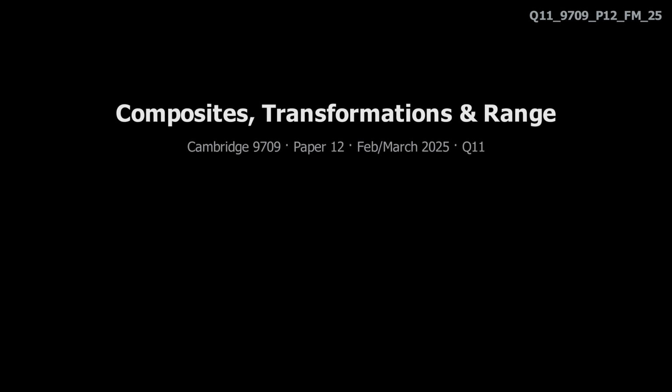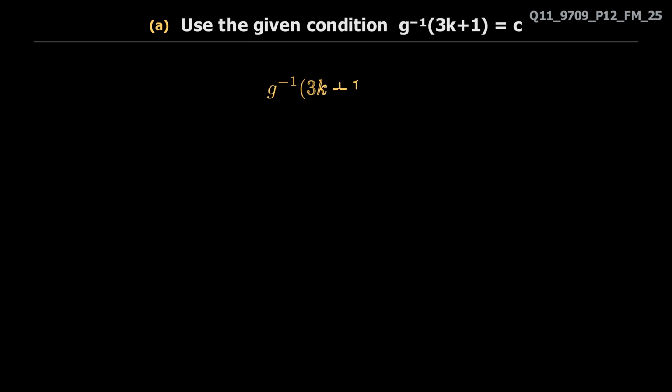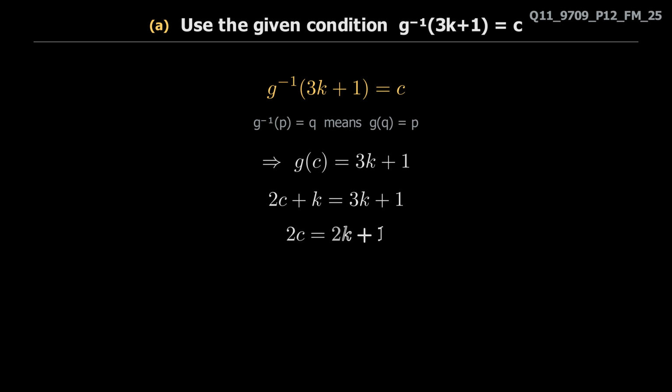Question 11, Paper 12, February-March 2025. Composites, transformations, and range. f and g are given, with g inverse of 3k plus 1 equals c. g inverse of 3k plus 1 equals c means g of c equals 3k plus 1. Substitute g, 2c plus k equals 3k plus 1, so c equals k plus 1/2.